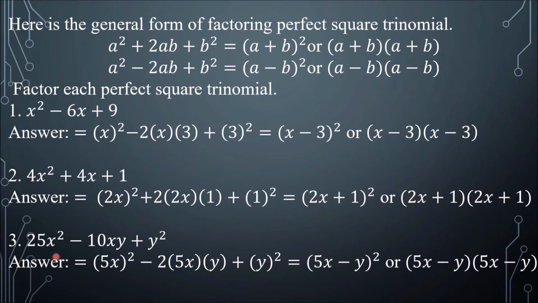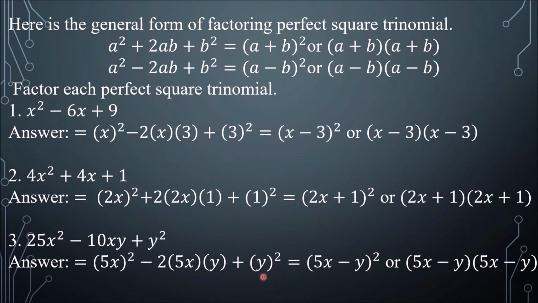Number 3, 25x squared minus 10xy plus y squared. So we need to factor this. Again, 25x squared is (5x) squared. And then the middle term, negative 10xy, is 2 times 5x times y. So this y will be used in the last term, y squared.